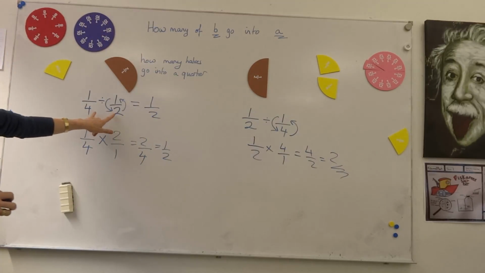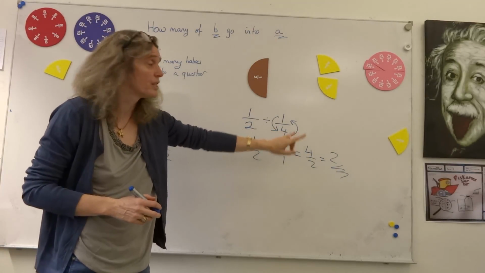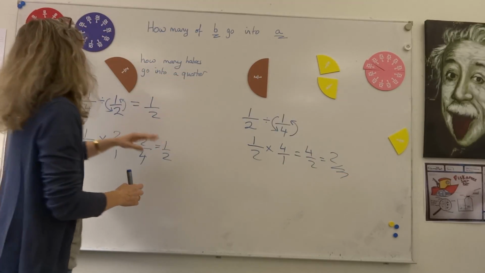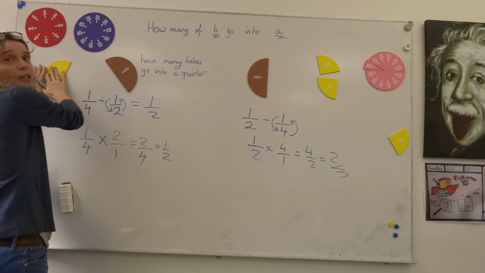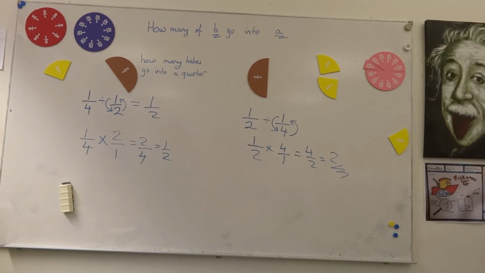So these sums look very similar. A quarter divided by a half will give you the answer a half. Whereas a half divided by a quarter will give you the answer 2. So how many times does this fraction go into that fraction? That's what you're actually thinking of doing when you're trying to divide with fractions.